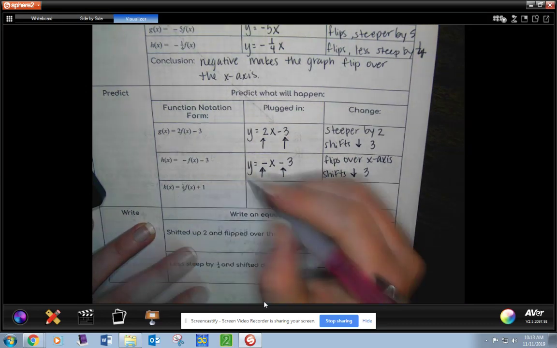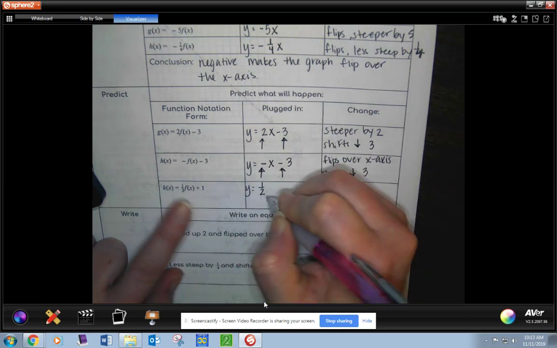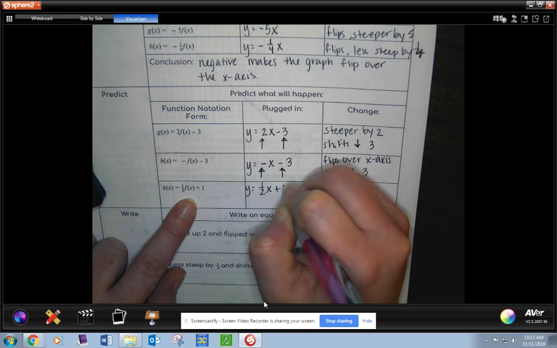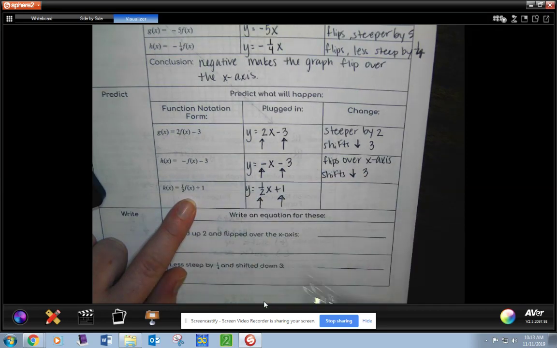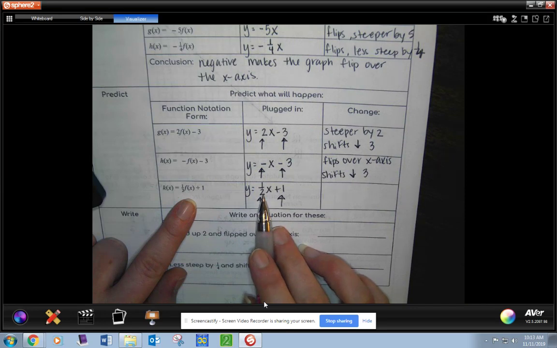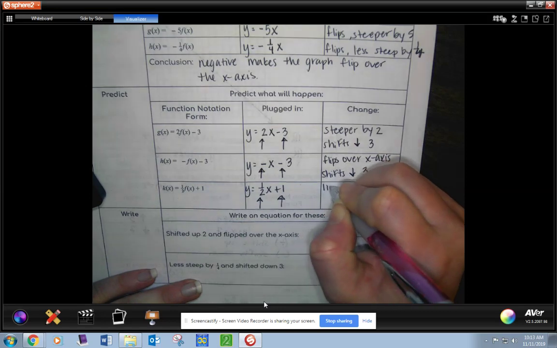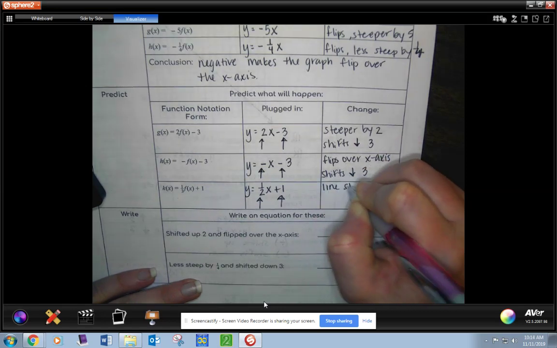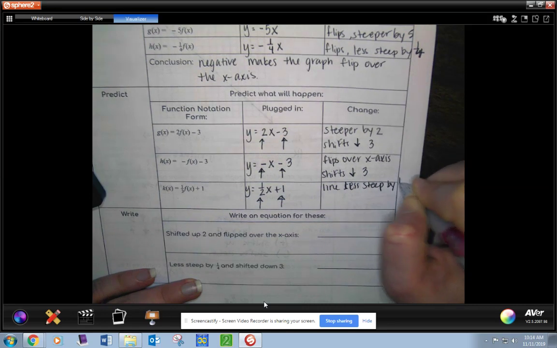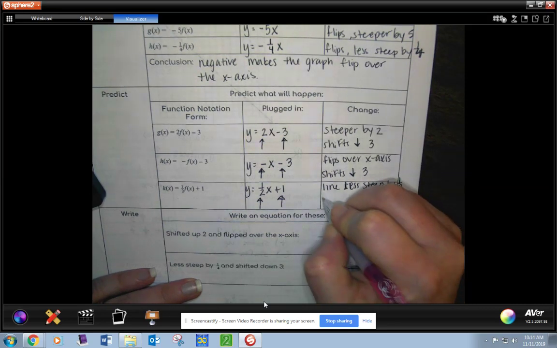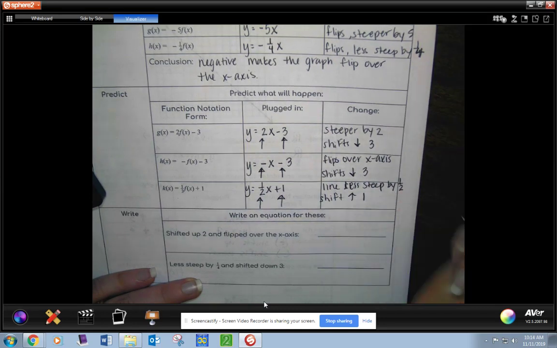Okay, for the next one, k of x, I can put y equals. This becomes 1/2. Instead of f of x, I put x plus 1. I'm looking at the fraction and the plus 1. The fraction is less than 1, so if you flip over to change 2, a number less than 1 makes the line less steep by 1/2. And I shift up 1 because of the plus 1.